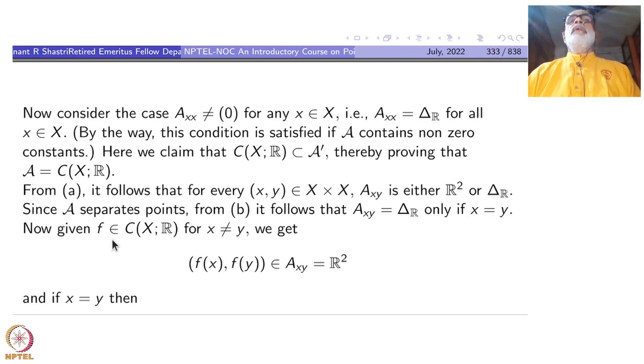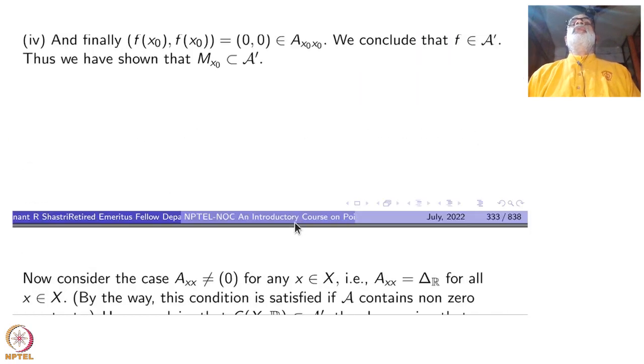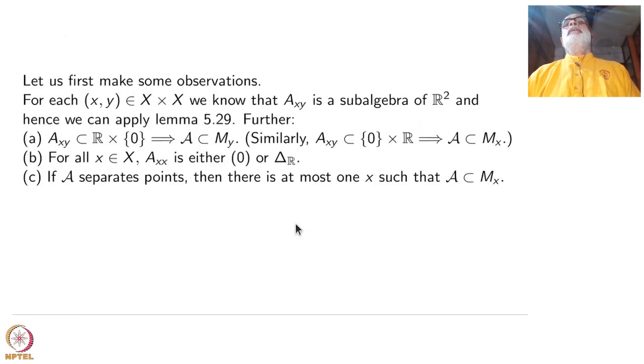So, now given f belongs to C(X, R), for x not equal to y, what we have? (f(x), f(y)) is in A_xy, which is the whole of R², right? And if x is equal to y, then (f(x), f(y)) is (f(x), f(x)). That's in delta R, obviously, that's the A_xx. So therefore, all the functions in C(X, R) verify our condition of the lemma, so they are inside A prime. Okay, so that completes the proof, because we have already shown that.